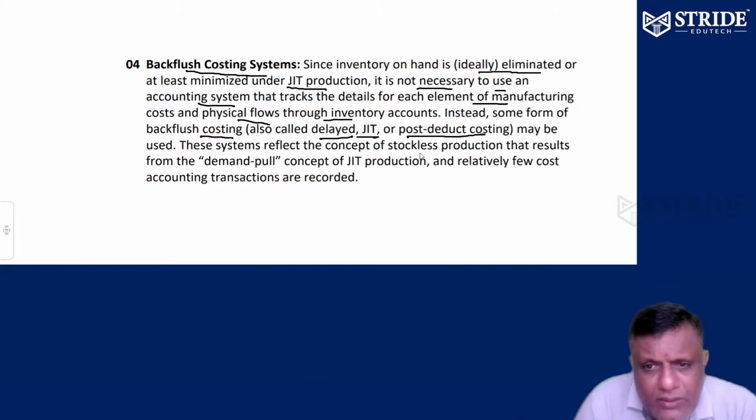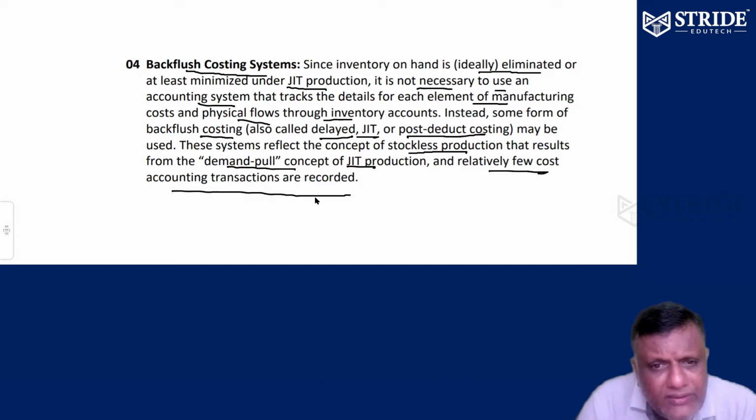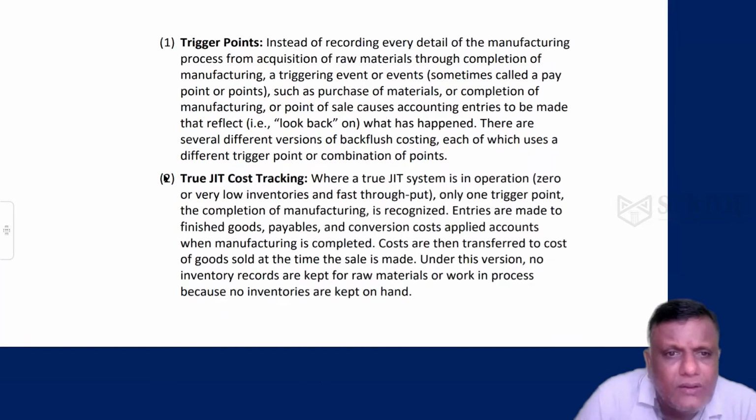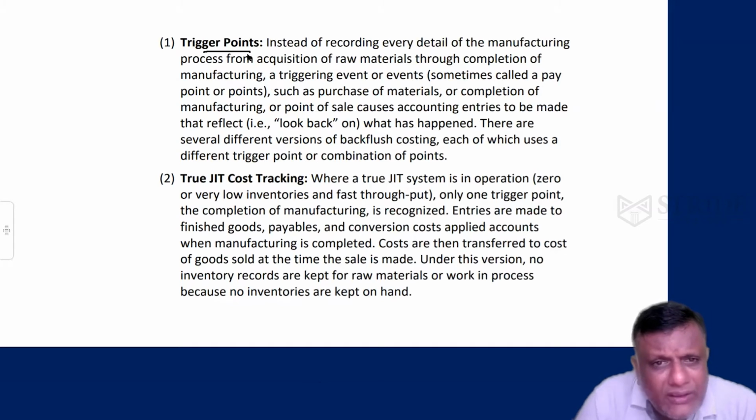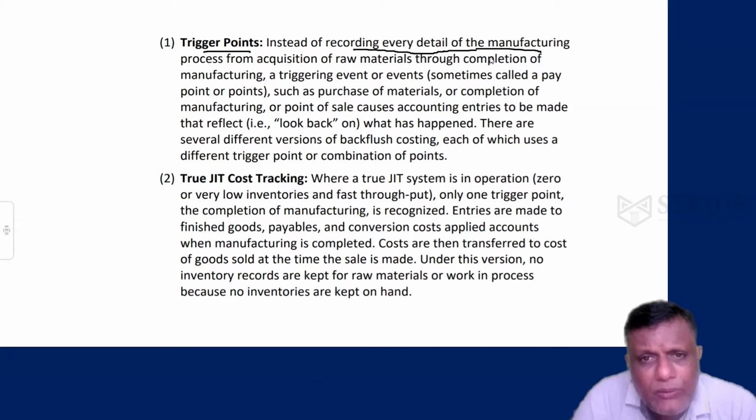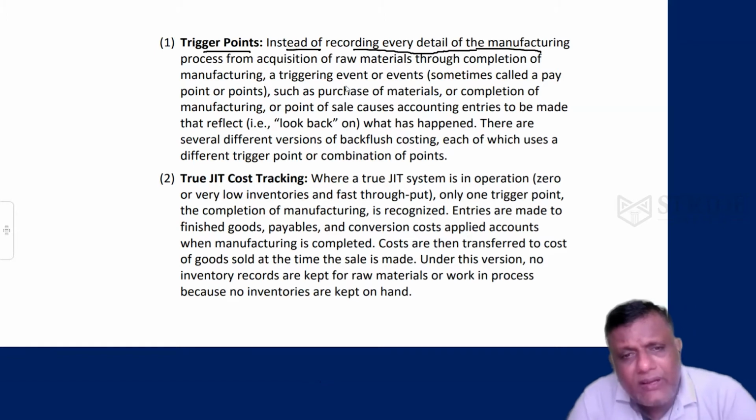So it is a system of stockless production, the demand pull concept of JAT production. Relatively few costing accounting transactions are recorded. So what is a trigger point? Suppose recording should be done in every detail of manufacturing. Normally, every detail in the manufacturing process is recorded properly. But here, instead of recording every detail, there are some trigger points or triggering events. Once events are triggered, then you record it.